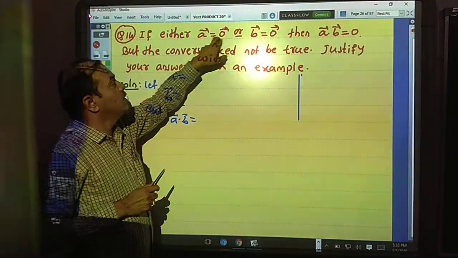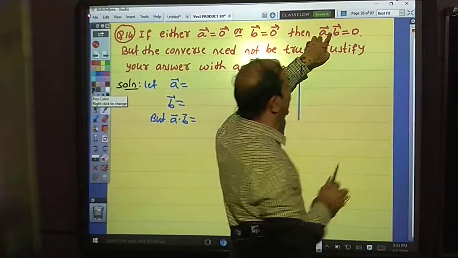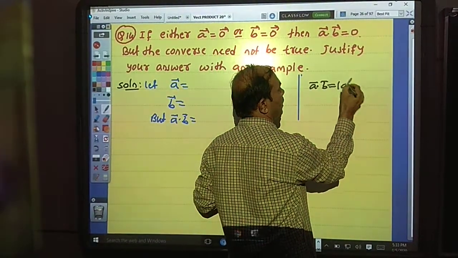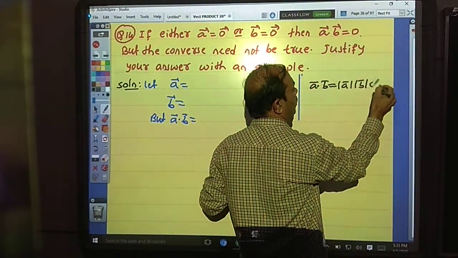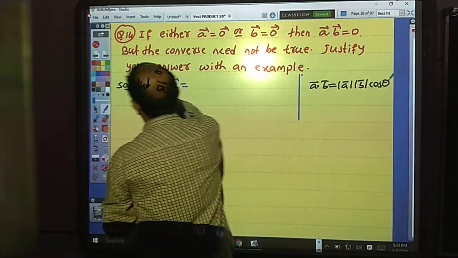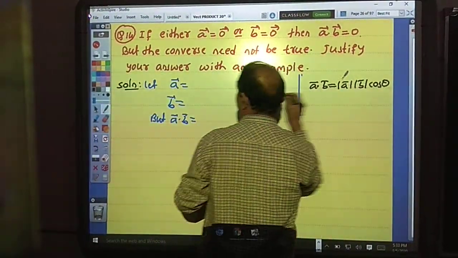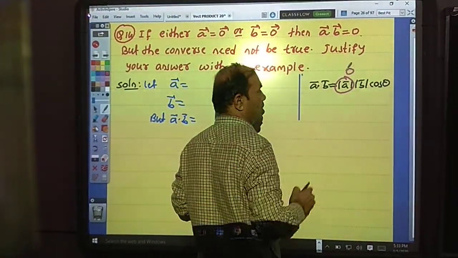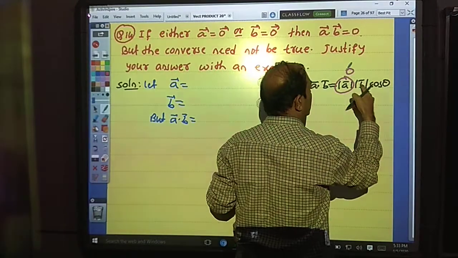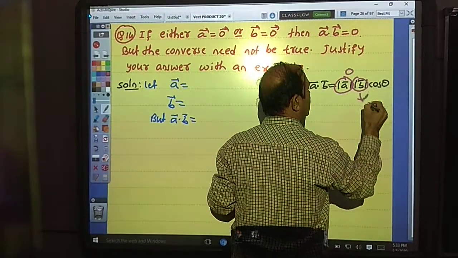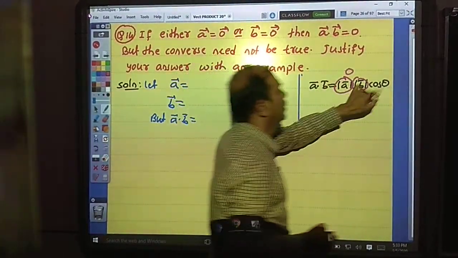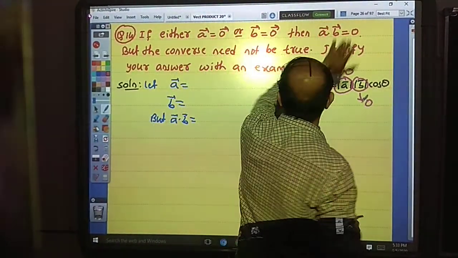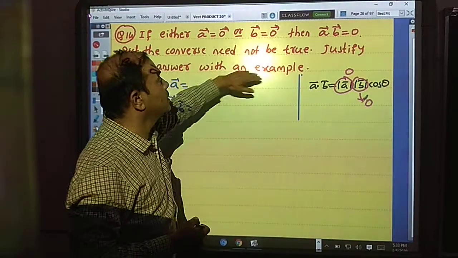If either A is 0 or B is 0, then definitely A dot B is 0. See, A dot B definition is magnitude A, magnitude B, cos theta. If A is a 0 vector, the magnitude of A is 0, so the product becomes 0. Definitely A dot B is 0. If B is a 0 vector, its value is 0, again 0 into this value is 0. No doubt about it. If either A is 0 or B is 0, then A dot B is 0. But the converse need not be true.